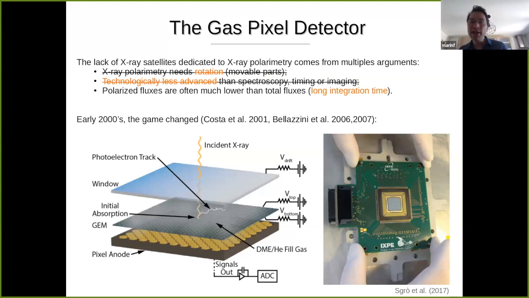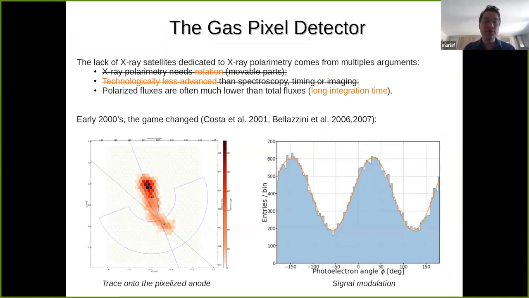And what is very clever is that the photoelectric effect keeps in memory the incident polarization of the X-ray. So what you do is you measure the traces left by the photoelectric effect into the gas by your incident polarized X-rays. And this is, on the left, a typical trace in your detector. As you can see, you have a point of impact where there is a lot of energy deposited, and then there is a motion of your stream of photoelectrons towards a direction. And this direction is the polarization angle.